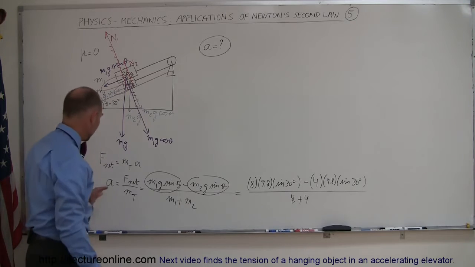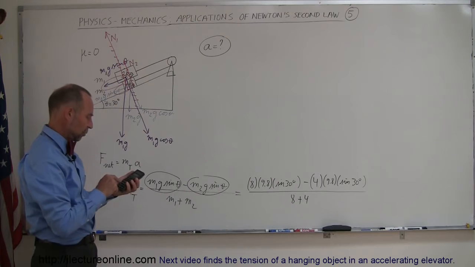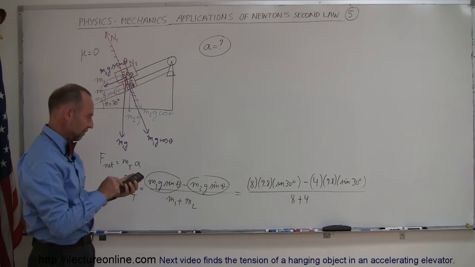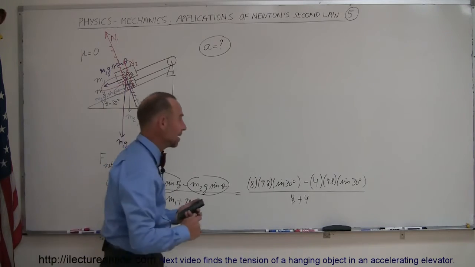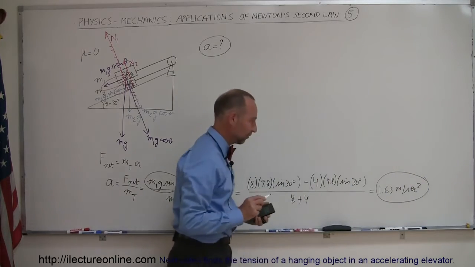Now, notice that we're looking for accelerations. The units will be meters per second squared. So we got 4 times 9.8 times 0.5 divided by 12. And the answer is 1.63 meters per second squared. That's the acceleration of the system.